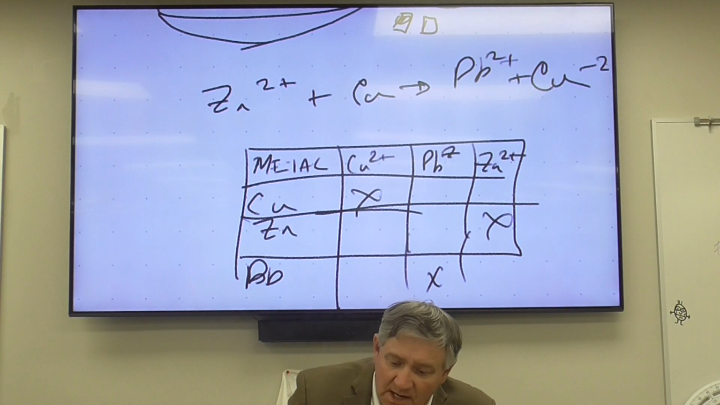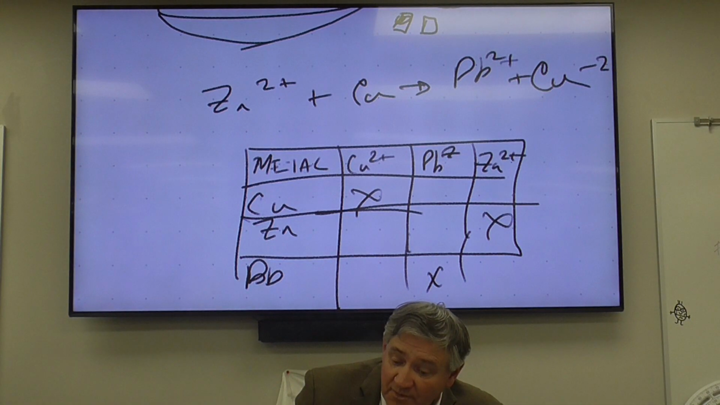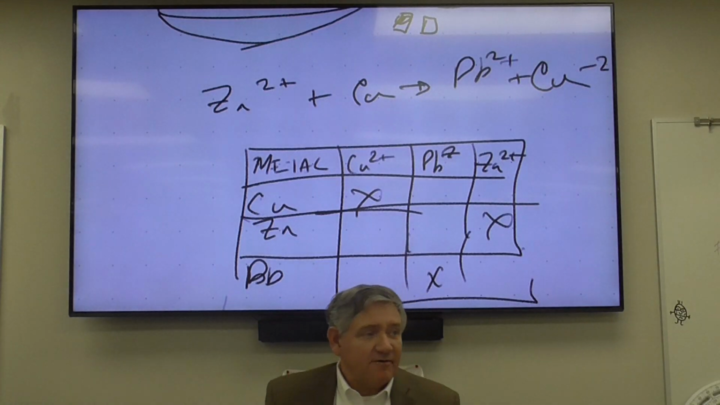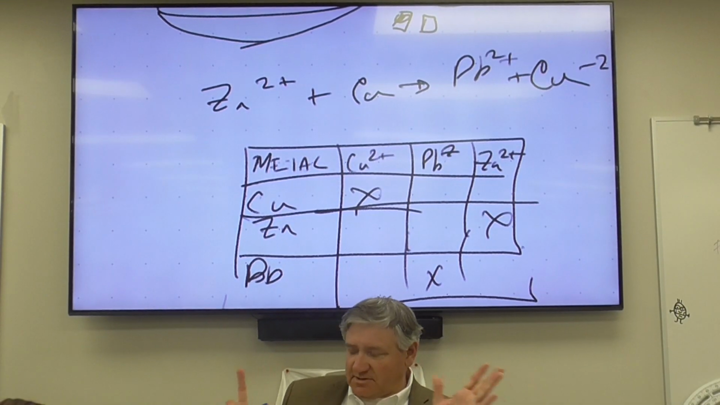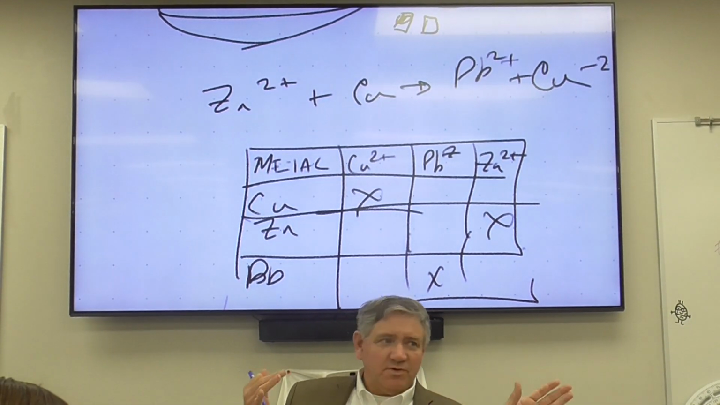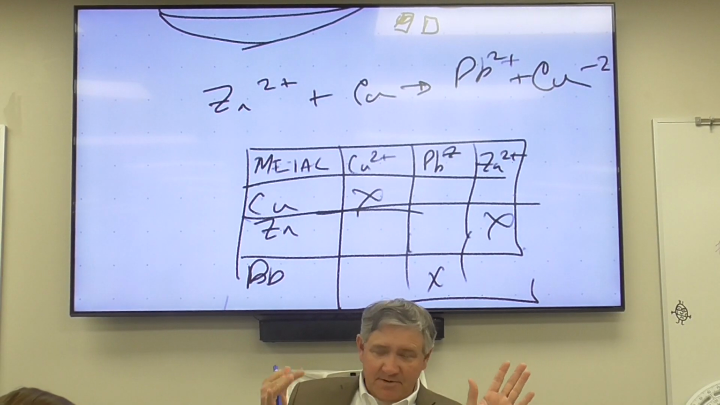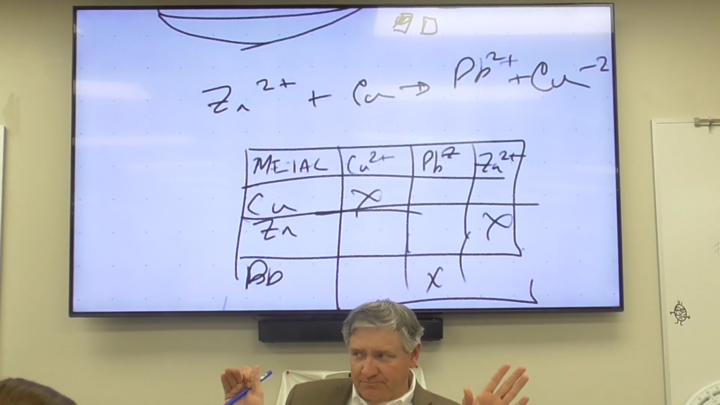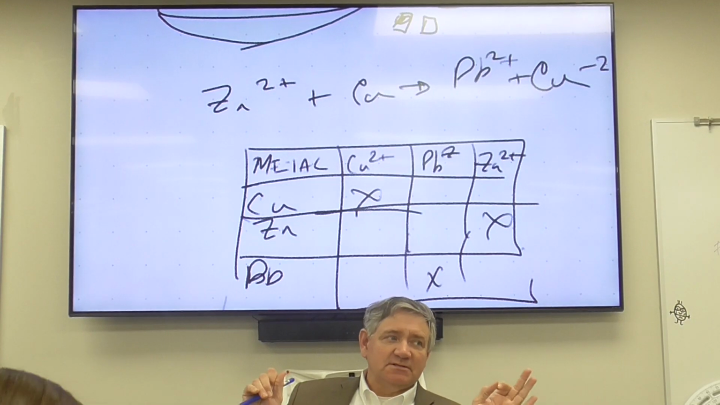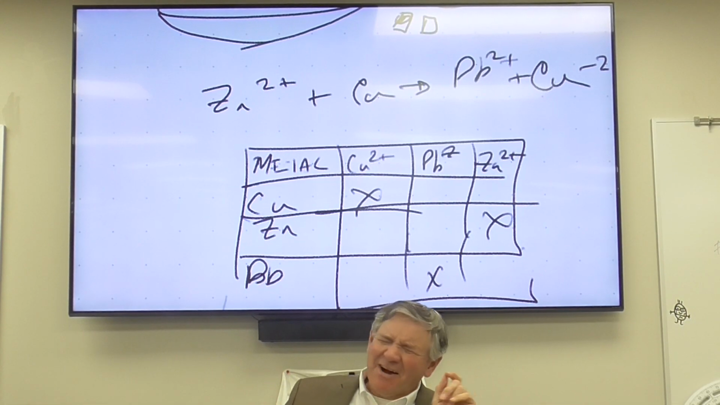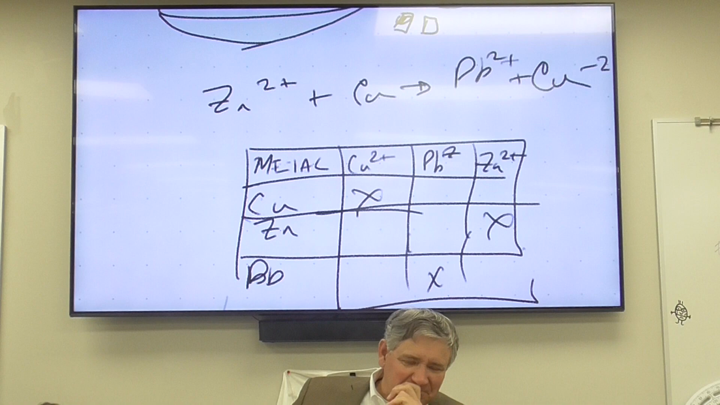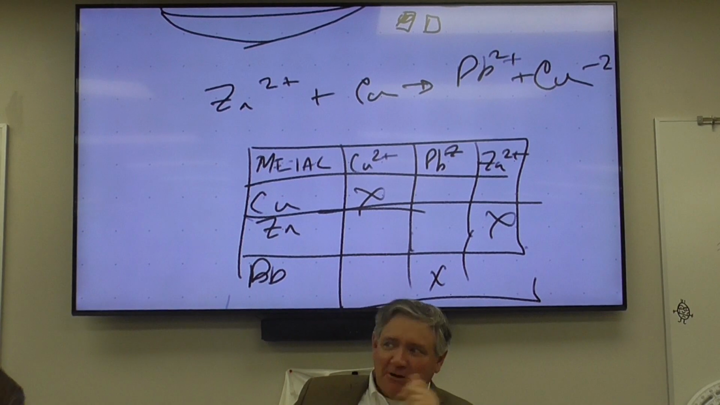So if you count this, 1, 2, 3, 4, 5, 6, you're going to have a potential of 6 reactions. Let me give you a hint: in 3 of them you're going to see something happening, and in 3 of them you're not. And if it happens, it's going to happen. It's not like, well, I kind of see tiny little bubbles, maybe that's my reaction. No.